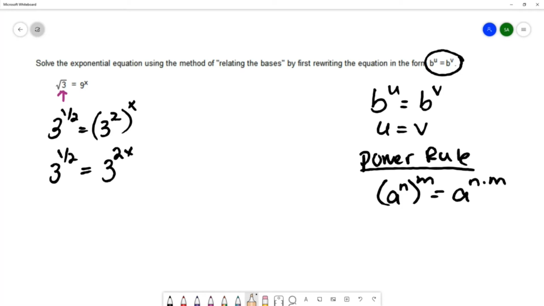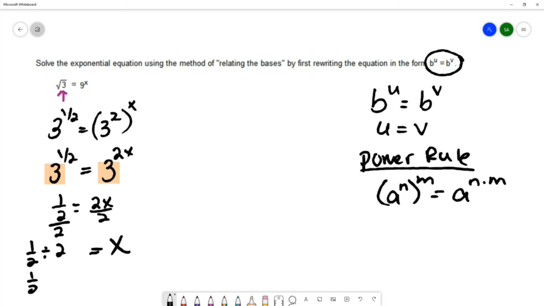So now we've written it so that the bases are the same. And by that one-to-one property, the exponents must be equal to each other. That gives me the equation 1/2 equals 2x. And I'm going to finish solving this equation by dividing by 2 on both sides. That's x equals 1/2 divided by 2. That's 1/2 times 1/2, 1/2 times the reciprocal, and that's 1/4. So we have the solution being x equals 1/4.